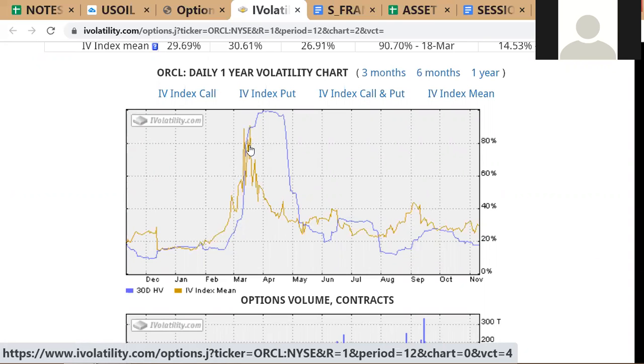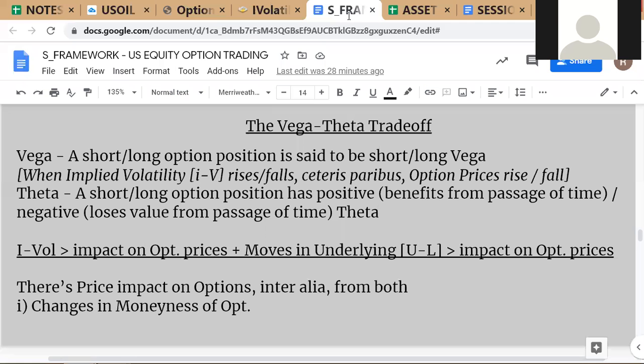So if you go short options, you want the implied vol to rapidly decline, and then you'll make money. And you'll have a double benefit if you go short options, because the theta will also be positive for you, and the Vega will also be giving you profits because you were able to guess the vol movement correctly. It came down, and that's what you projected. So this is what is meant by the Vega theta trade-off.